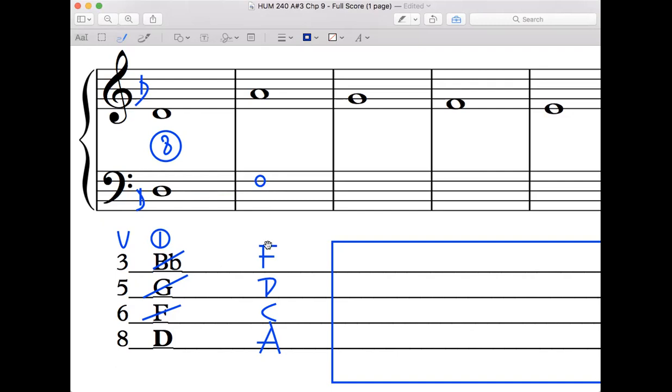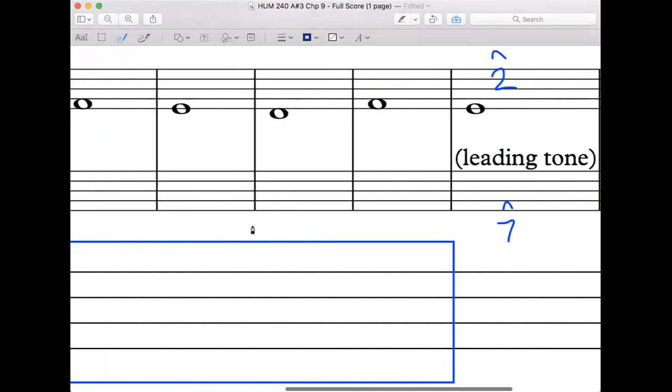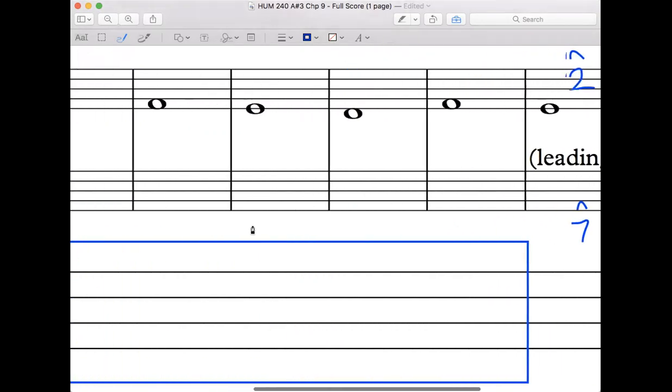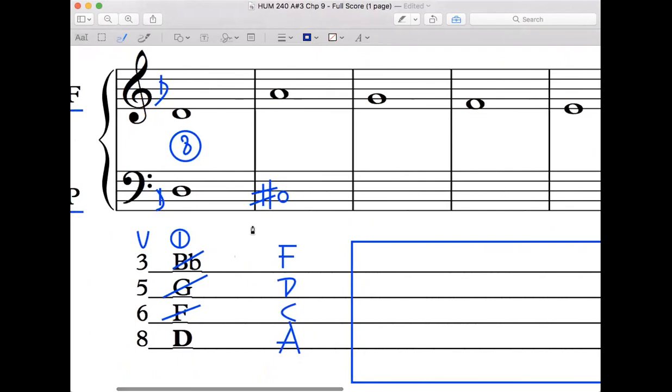Okay, what about the sixth? So C. Let's check that. Let's see how it sounds. That could work. The descending motion, I like that. We have contrary motion. That could work. Notice I didn't say C sharp. Okay, we're really only going to use the raised 7th scale degree at the cadence.